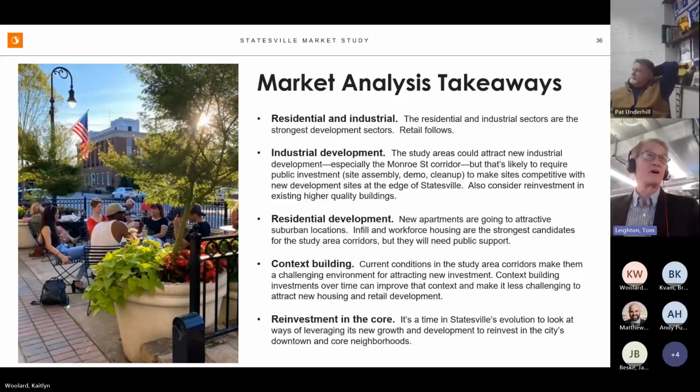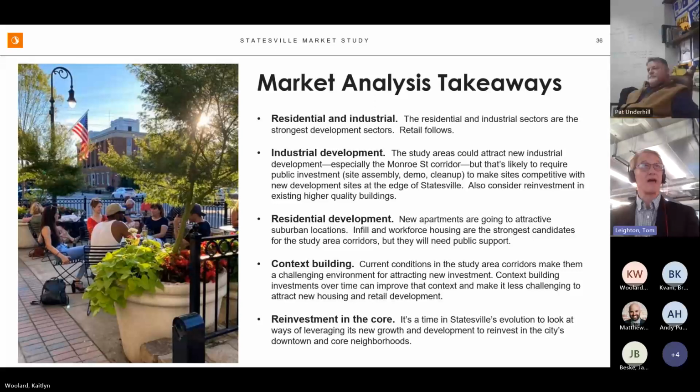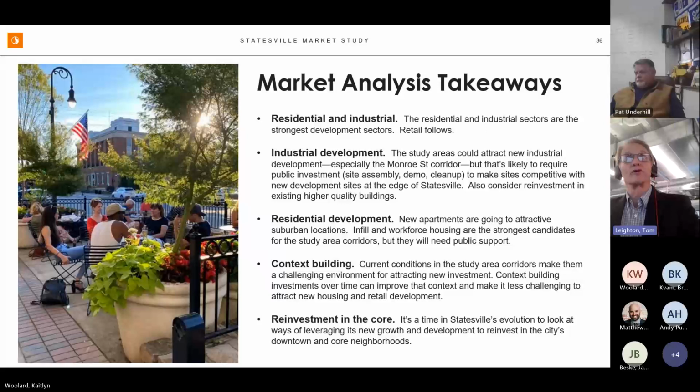To attract industrial development to these locations is likely to require support for both site assembly, to package a site that is of interest to industrial developers in some cases, and then the type of site preparation, cleanup, and demo that puts that site on equal footing to the development locations at the perimeter of Statesville.